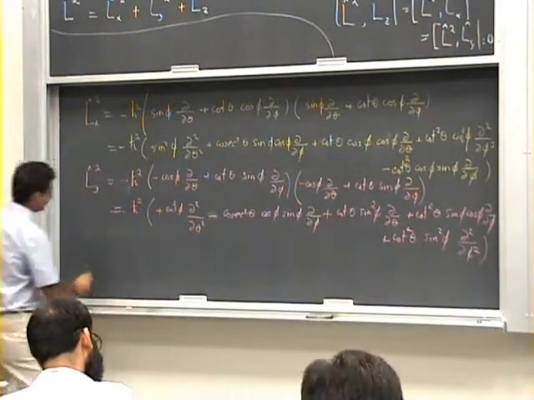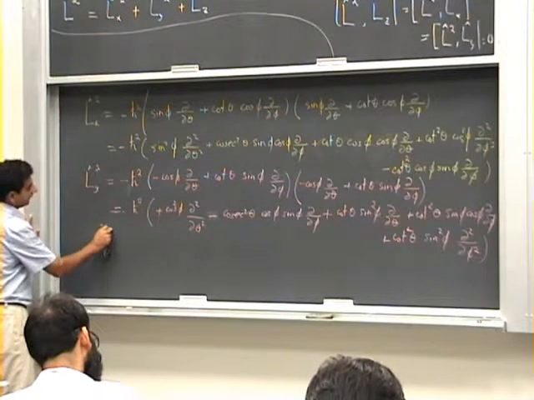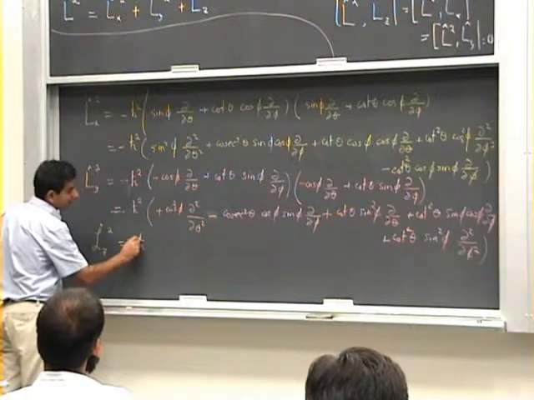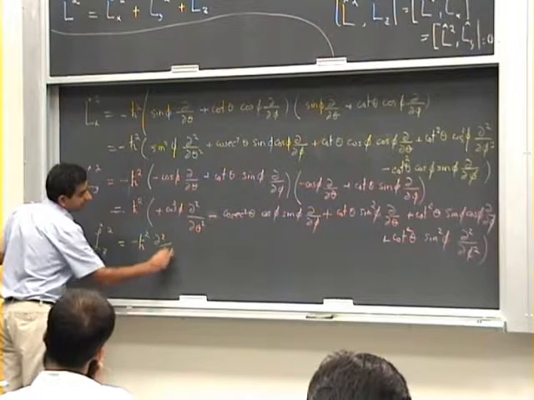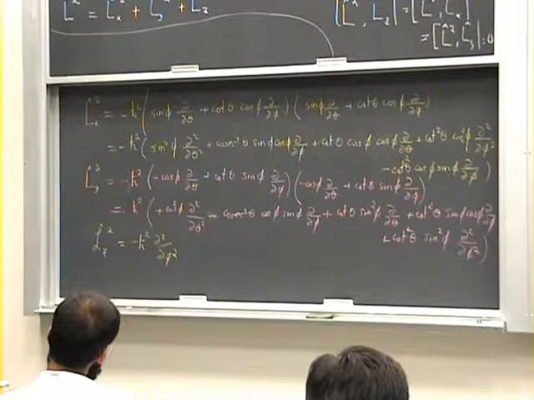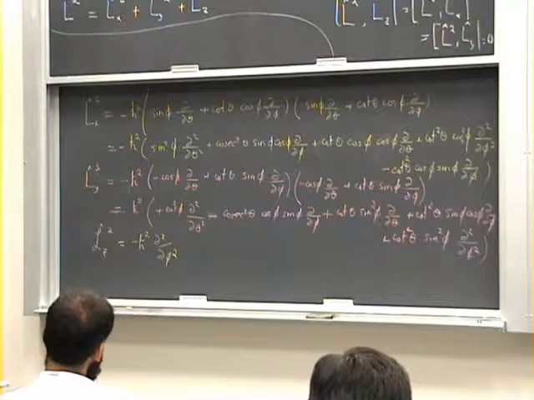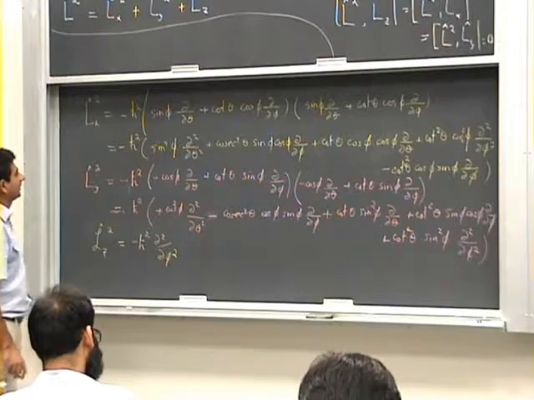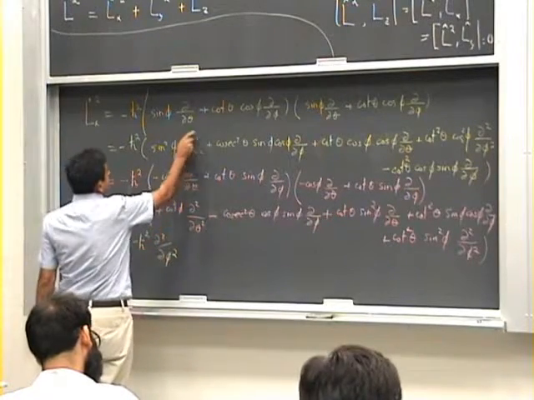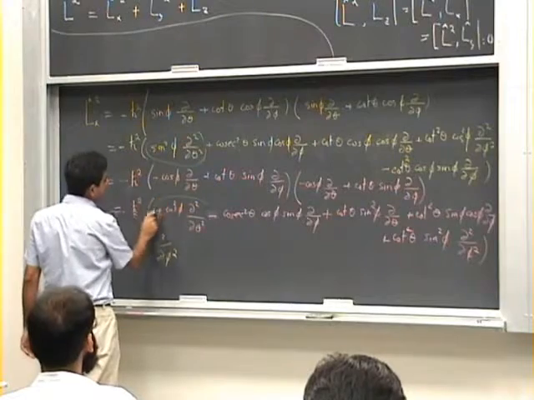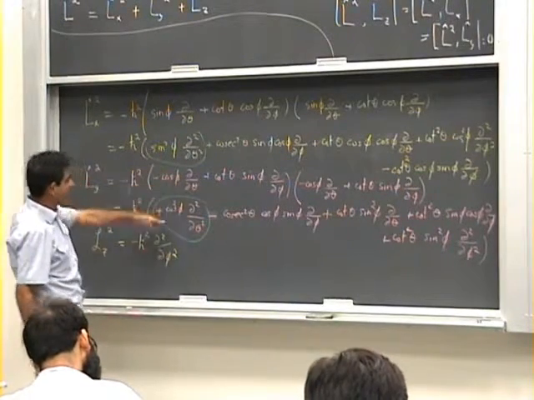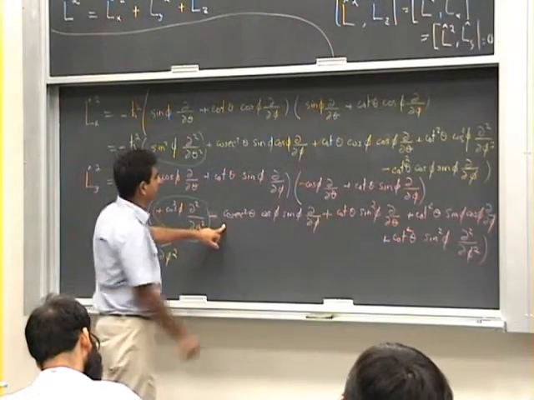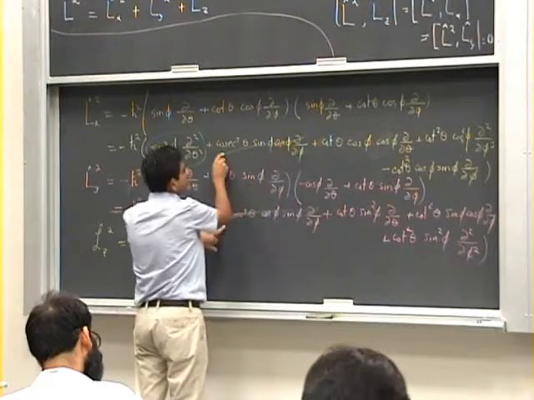My Lz square, likewise, is simply given by minus h bar square partial phi square. Now I can add these up. So if I would like to add them up, I can add this with this. This becomes sine square phi plus cosine square phi, which is just 1. Sine phi cosine phi, this term cancels out with this term.